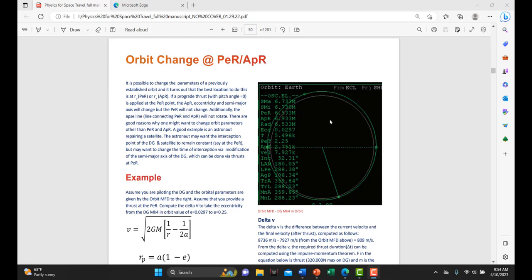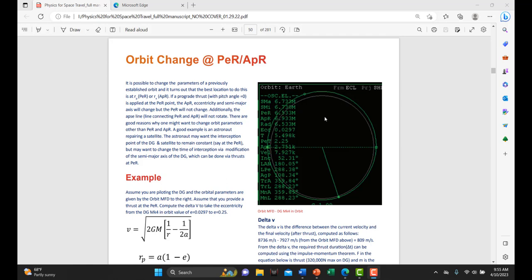There are good reasons why one might want to change the other orbital parameters, but keep the PER or APR points constant. A good example is an astronaut repairing a satellite. The astronaut may want the interception point of the Delta Glider and satellite to remain constant, say at the PER point, but may want to change the time of interception via modification of the semi-major axis of the Delta Glider, which can be done via thrust at the PER point.